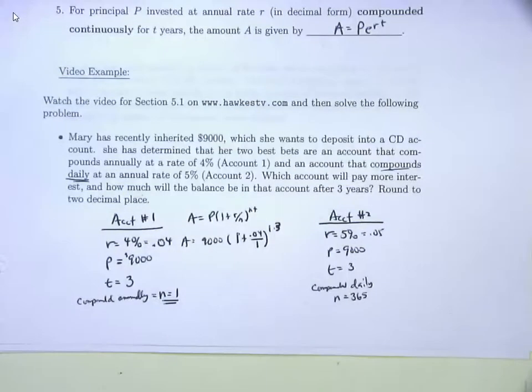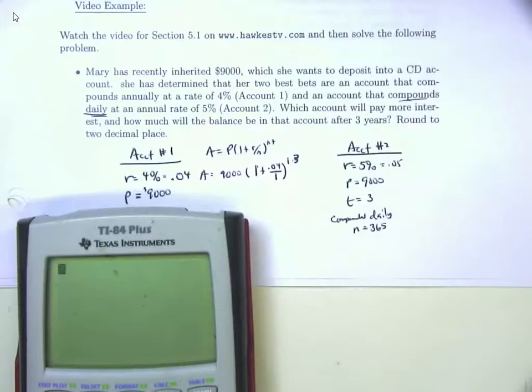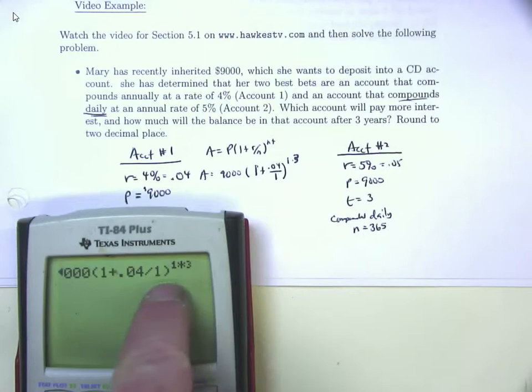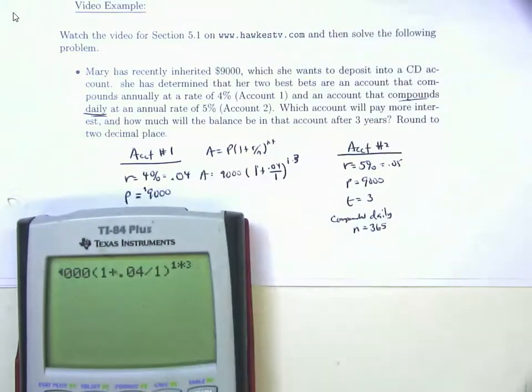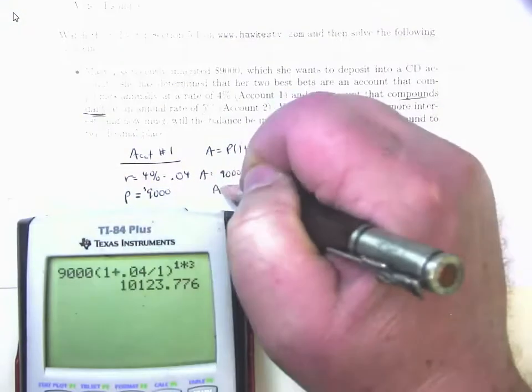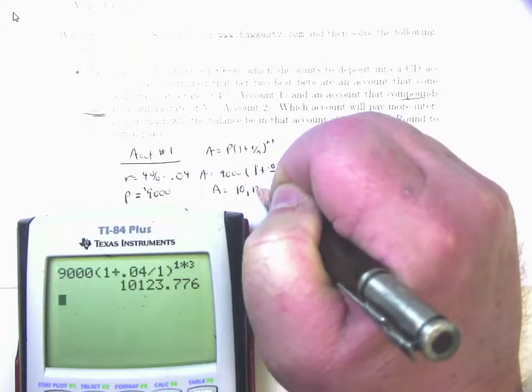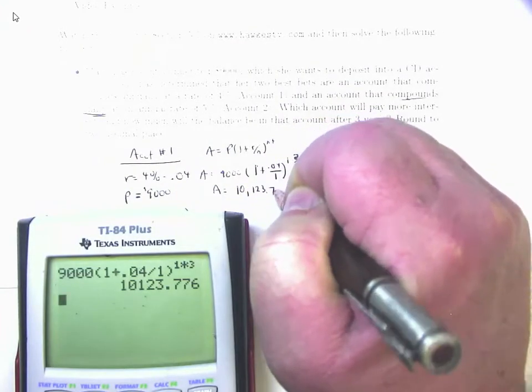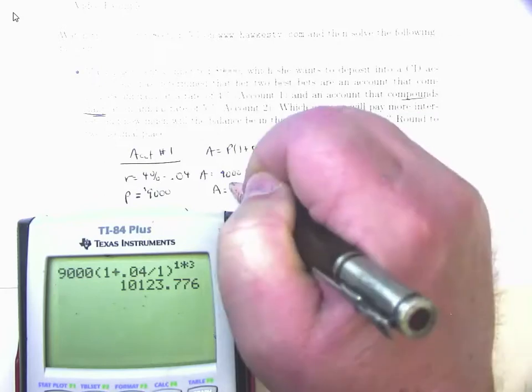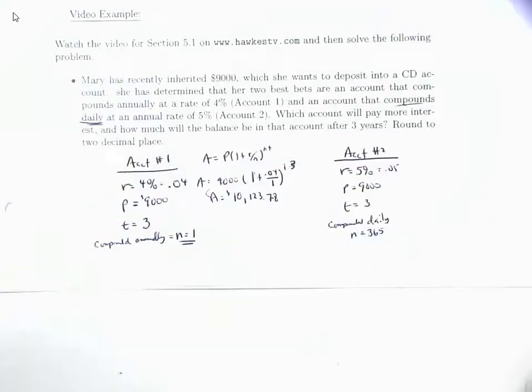And I'm going to put this into my calculator here. 9,000 times 1 plus 0.04 divided by 1, close parentheses, raised to the 1 times 3. I make it look exactly like the equation I wrote down. And so the amount that I'm going to get back is $10,123.78, rounding to the nearest penny. Does that make sense?